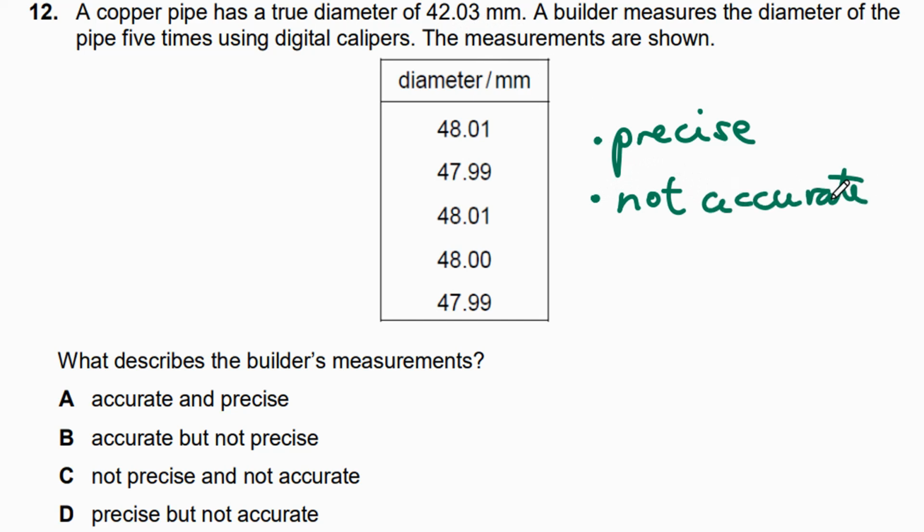So accuracy refers to how close the average of the repeated measurements are to the true value. So it's precise but not accurate. And that, of course, will make it D.